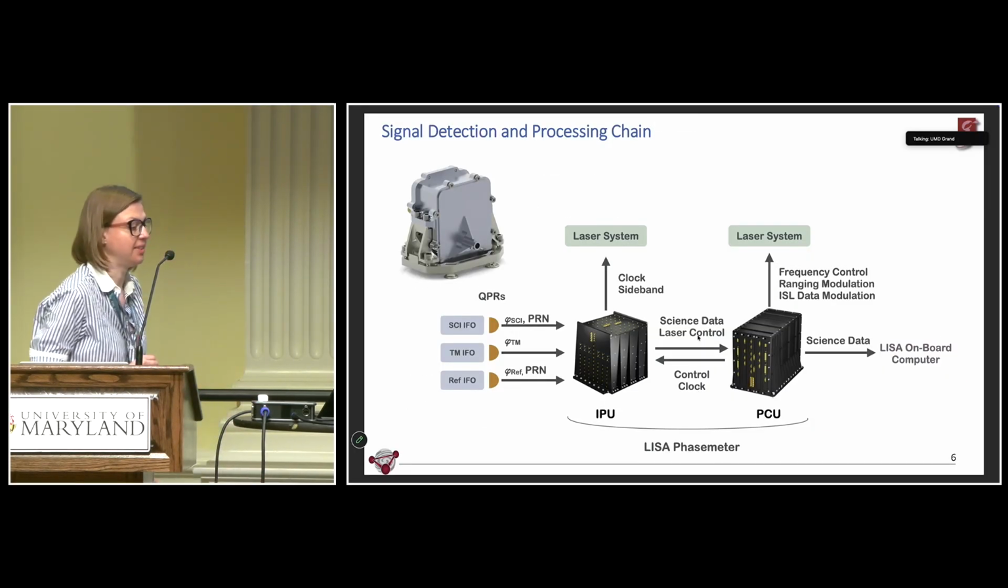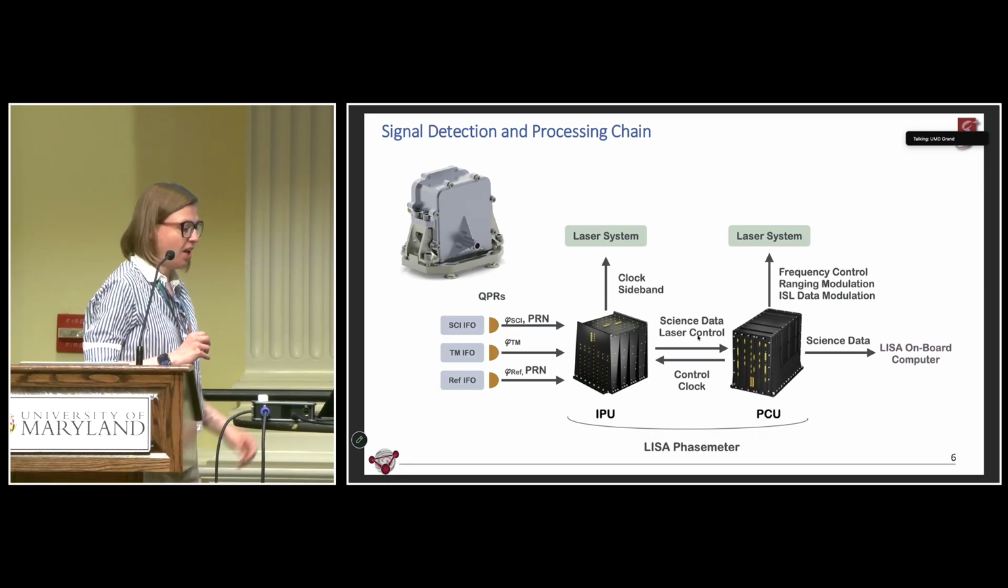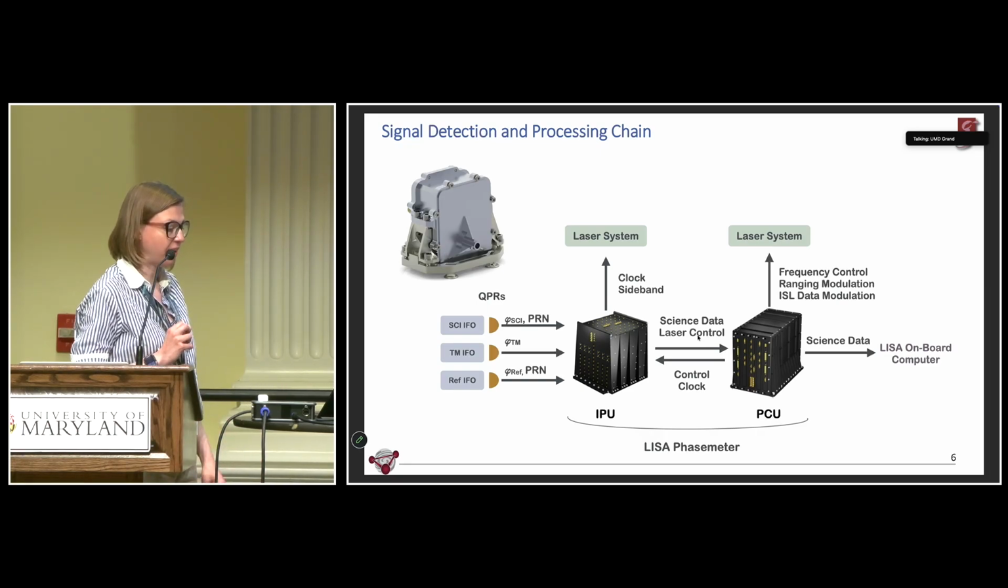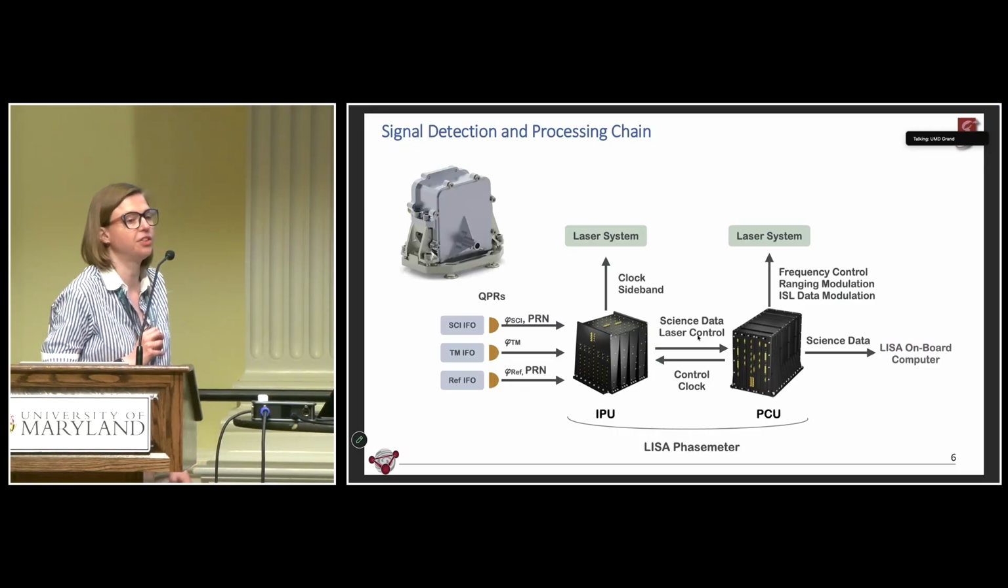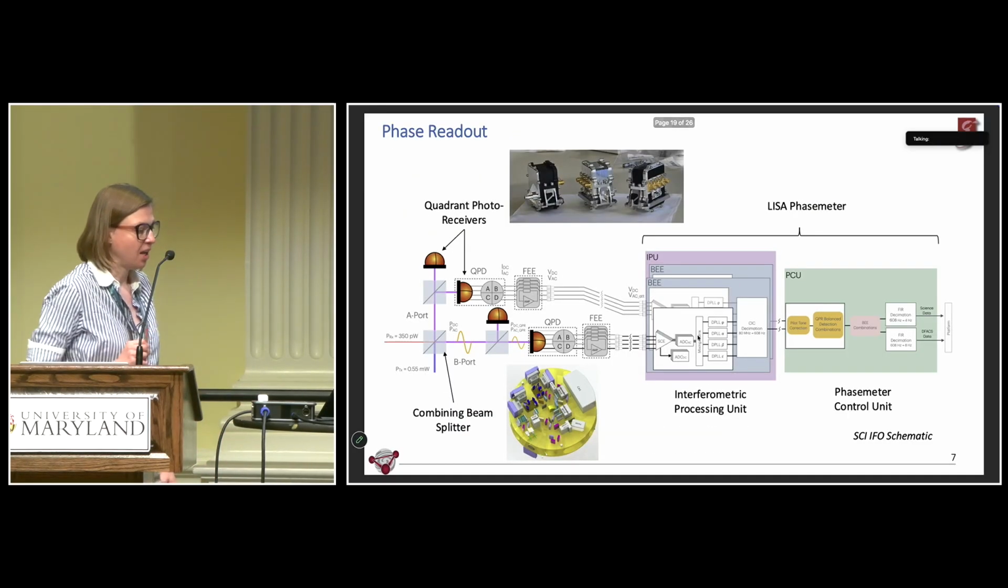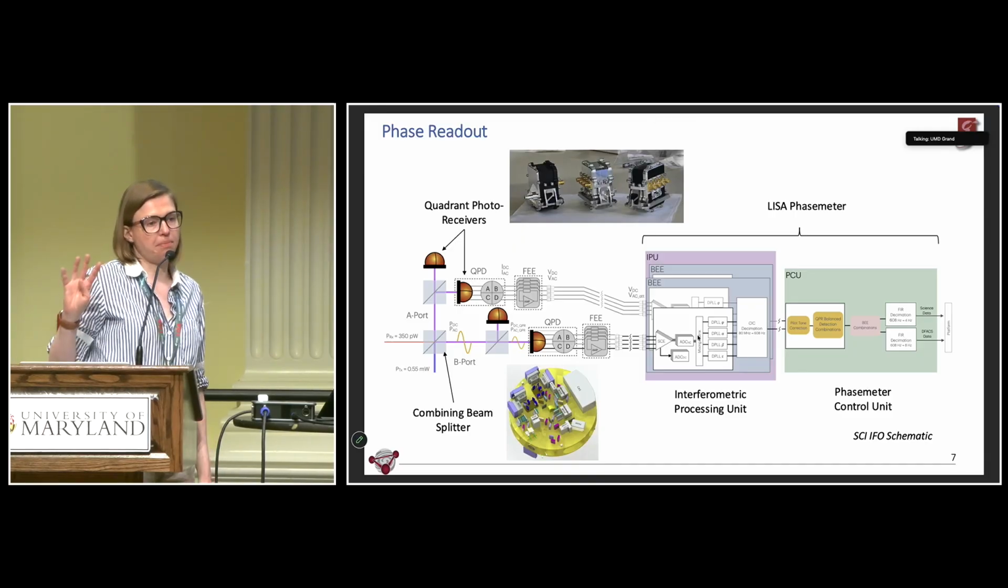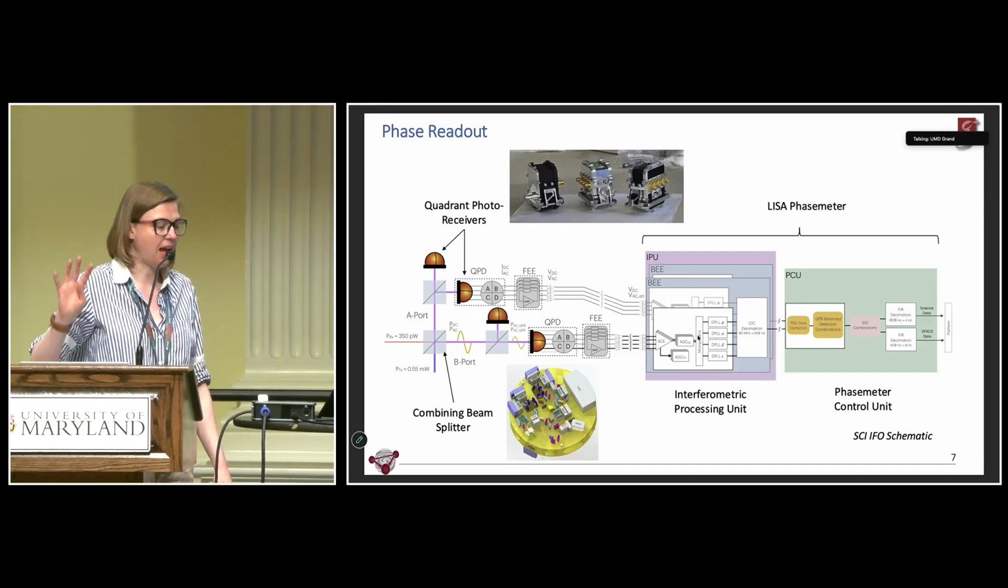So what is the signal detection and processing chain? We actually already heard a lot from Ryan yesterday. This is the rendering of the units that comprise the signal detection and processing chain. It's a quadrant photoreceiver that detects light on the optical bench, an interferometric processing unit, and a phase meter control unit, both being the LISA phase meter units. So I want to concentrate on the three main functions of the signal detection and processing chain and how we verify them.